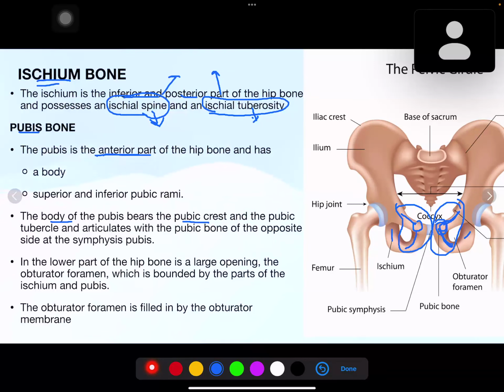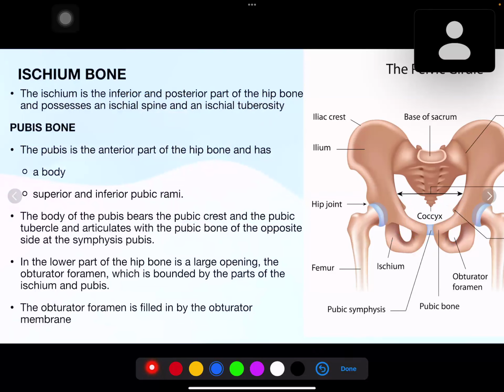The body of the pubis has the pubic crest. Here it will be the pubic crest and the pubic tubercle, and it articulates with the pubic bone of the opposite side, and it makes a joint with the opposite pubic bone, which is called the pubic symphysis.